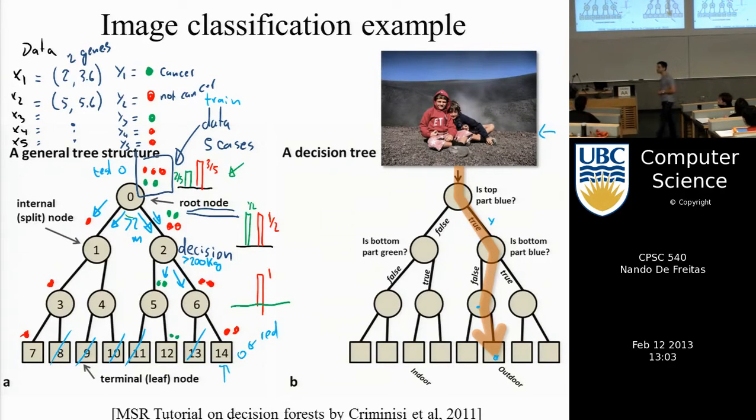I was just wondering, when we're going through this tree, do the points get sorted 100% one way and 100% the other way? Or can there be some probability of like a fraction going in one way and a fraction going in the other? Good question. So the next slide will answer that.